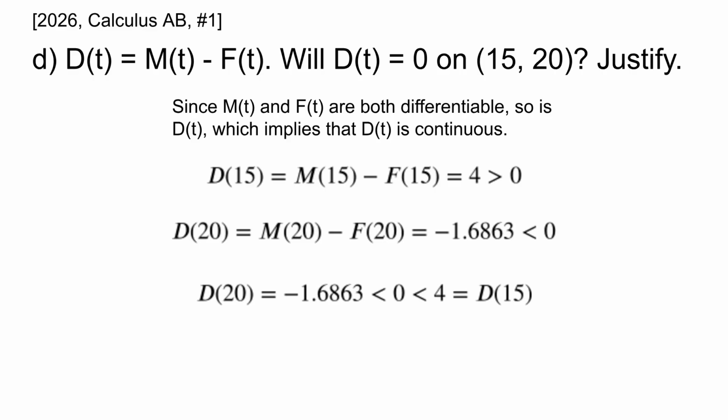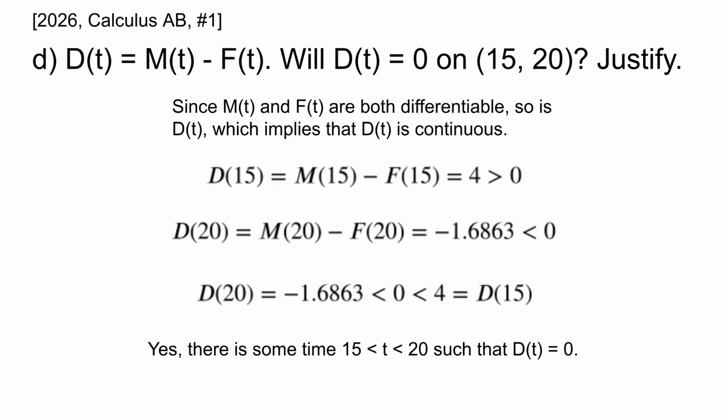Since d of 20 is negative 1.6863, which is less than 0, and 0 is less than 4, which is equal to d of 15, we can use the intermediate value theorem here. And we can conclude that, yes, there is some time t between 15 and 20 days, such that d of t is equal to 0.